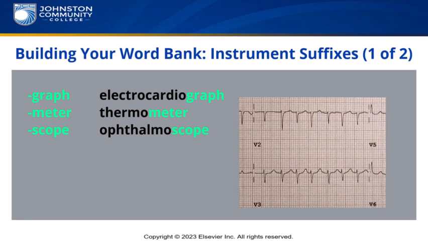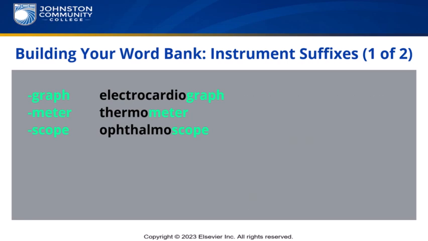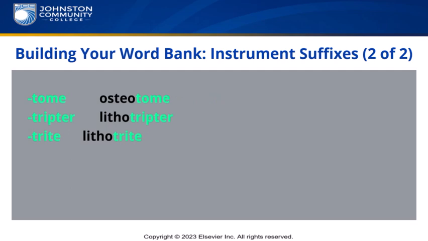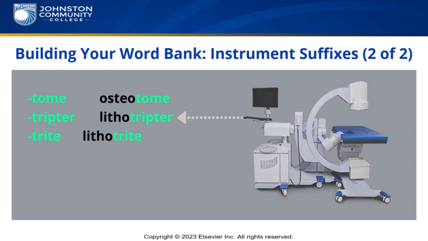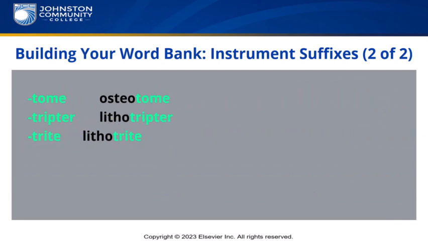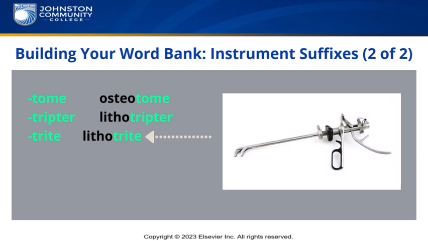Think of Instagram being a picture. It's the product of the graph. You may have seen the abbreviation ECG or EKG. Those are in relation to electrocardiogram or electrocardiography. A thermometer is an instrument to measure heat or temperature. An ophthalmoscope is an instrument used to view the eye. An instrument to cut bone is an osteotome, which is also known as a bone knife. So tome is an instrument used to cut. A machine to crush stones is a lithotripter. An instrument to crush stones is a lithotrite.